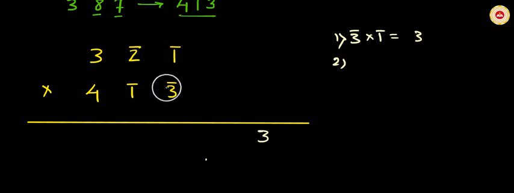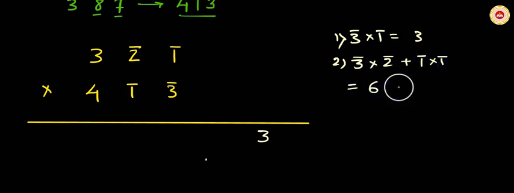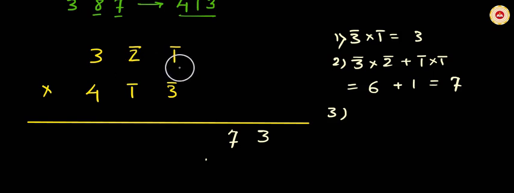Now consider these two columns. So multiply the digits in these two columns crosswise. Negative 3 multiplied by negative 2 plus negative 1 multiplied by negative 1, which is equal to positive 6 plus positive 1, which is equal to 7. Write 7. Step number 3, now join the third column to the previous two columns.